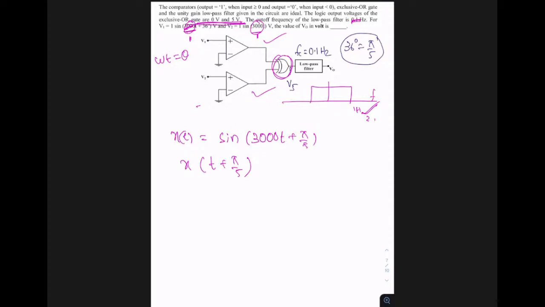So that's what I'm saying. So this is your t plus pi by 5, right? Then you have to scale it by 3000, and you again carry out the process and let me know if they are getting any changes. You'll not get any change. In other words, I'm saying if this signal is sine of 3000 t plus pi by 5, or this signal is sine of t plus pi by 5, in both cases, the answer will be same. That's what I'm saying.